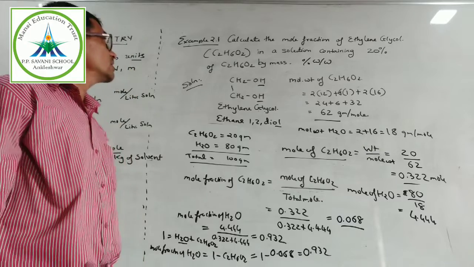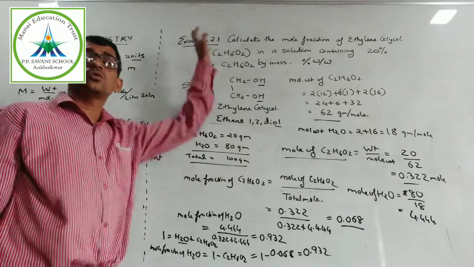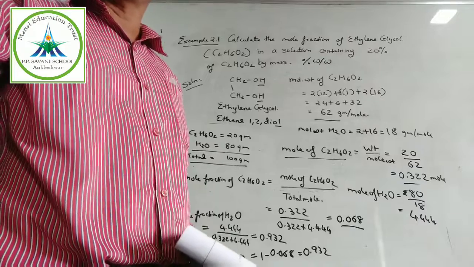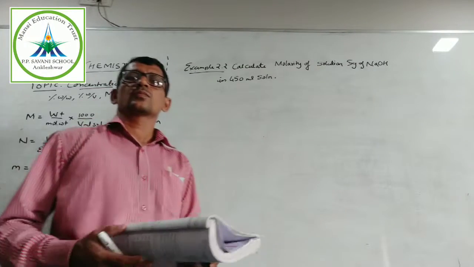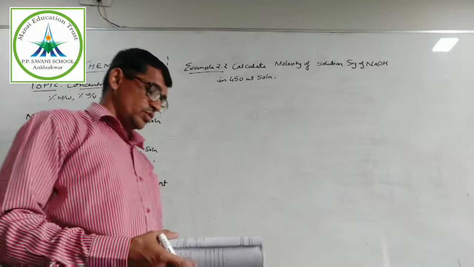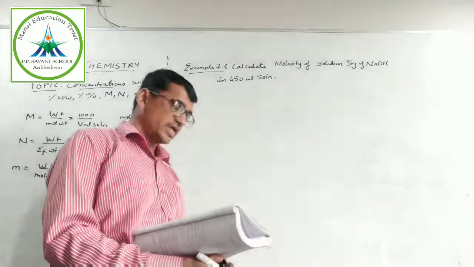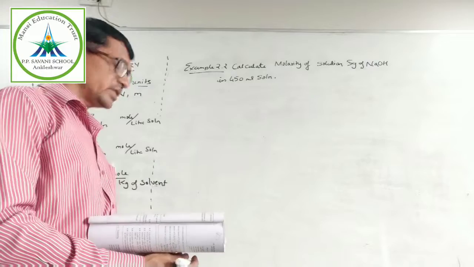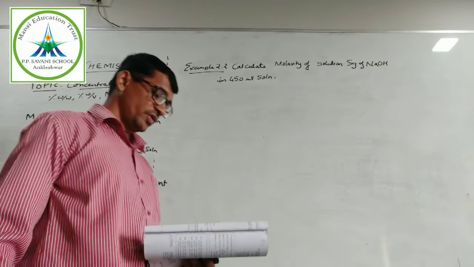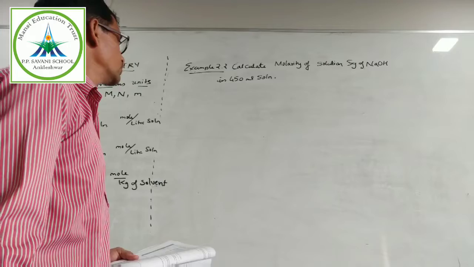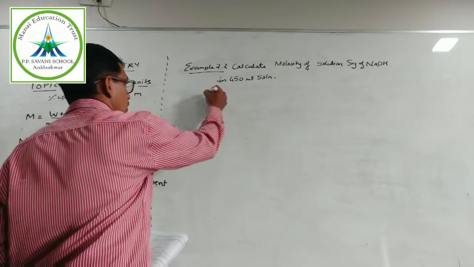Second, we discuss example number 2.2 of your textbook. In that we have to find molarity. Calculate the molarity of a solution containing 5 gram of NaOH in 450 ml solution. So we want to find molarity.